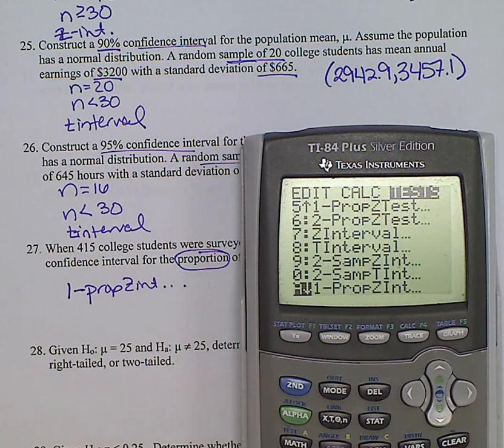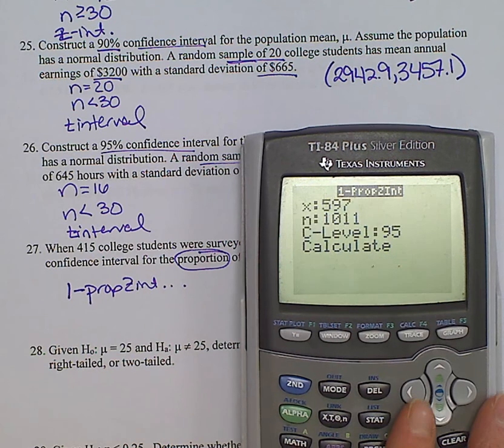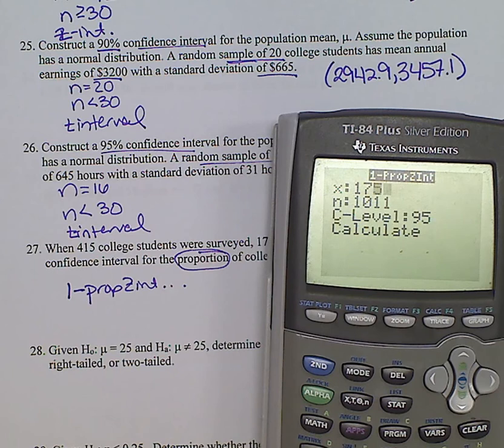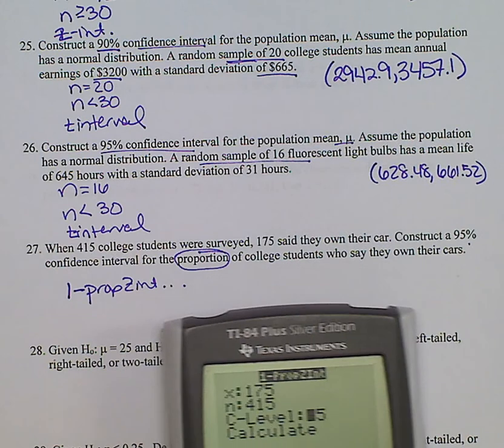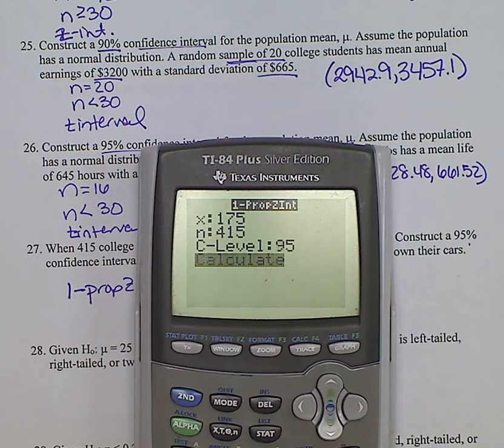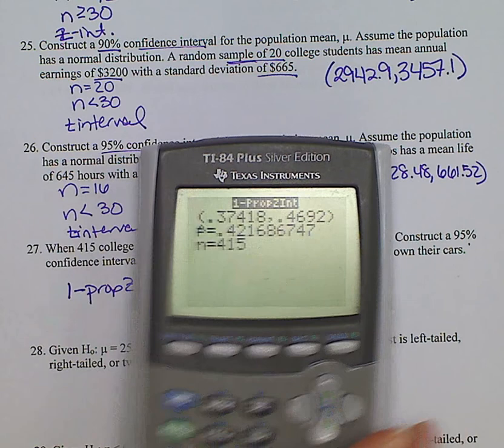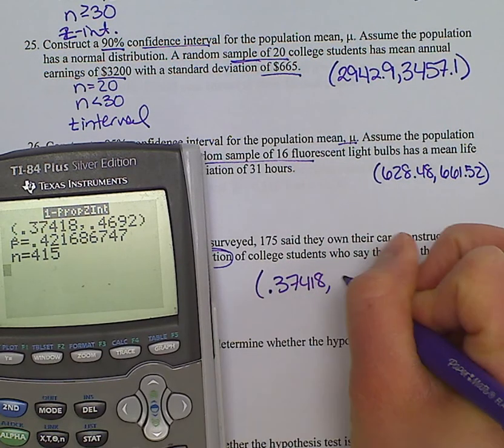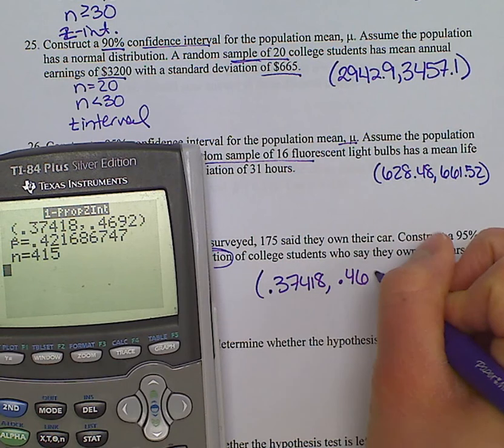Here's option A. So my X, the number of students that said they owned their car, was 175 out of a total of 415 that were surveyed. And it's a 95% confidence interval, and we calculate. We get 0.37418 to just about 47%.